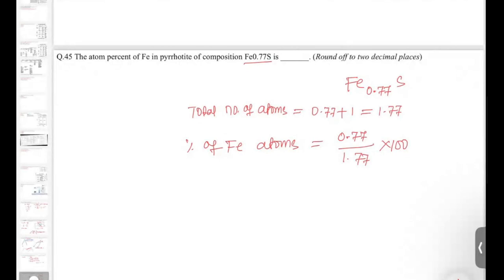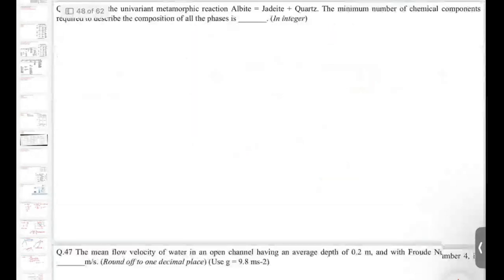Can anybody calculate what this value is? 43.50. Just a second. Hold on. Okay, it's 43.50.